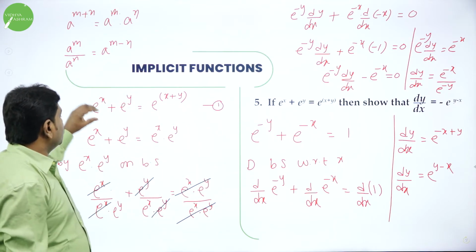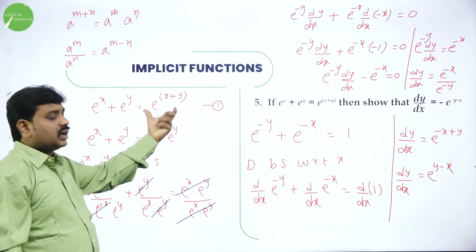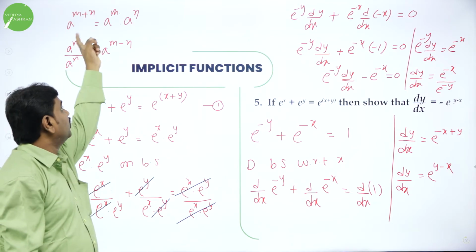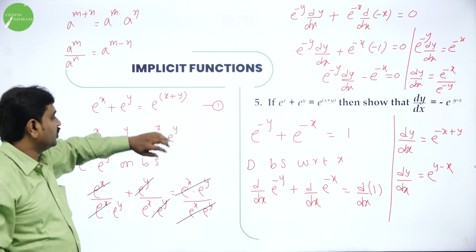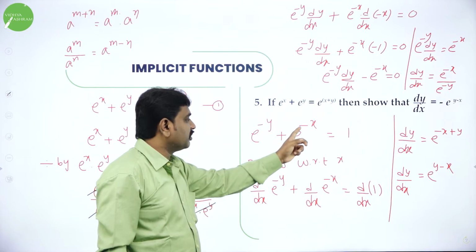So in spite of that, e power x plus e power y is equal to e power of x plus y means first I will use the law of indices. I observed that e power of x plus y can be written as e power x into e power y. You know a power m plus n can be written as a power m into a power n. Then I want the RHS to be constant, so divide by this term on both sides. Then the problem becomes just e power minus y plus e power minus x equal to 1.